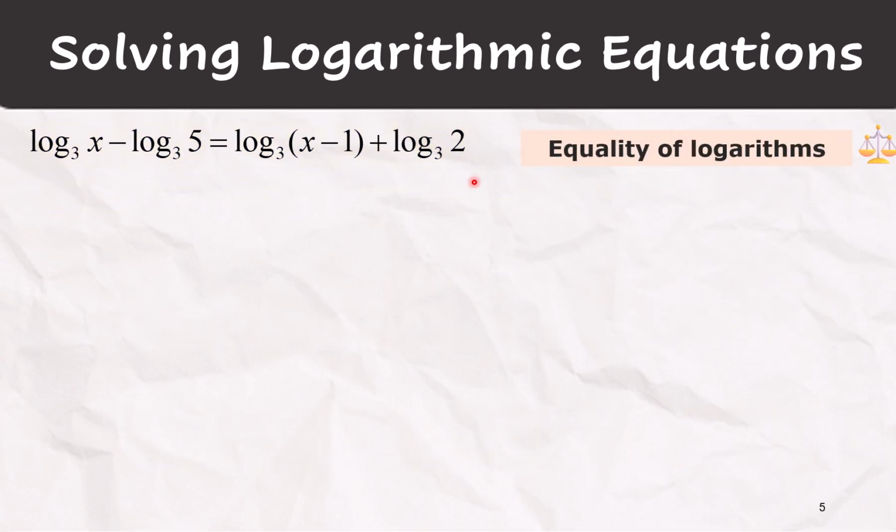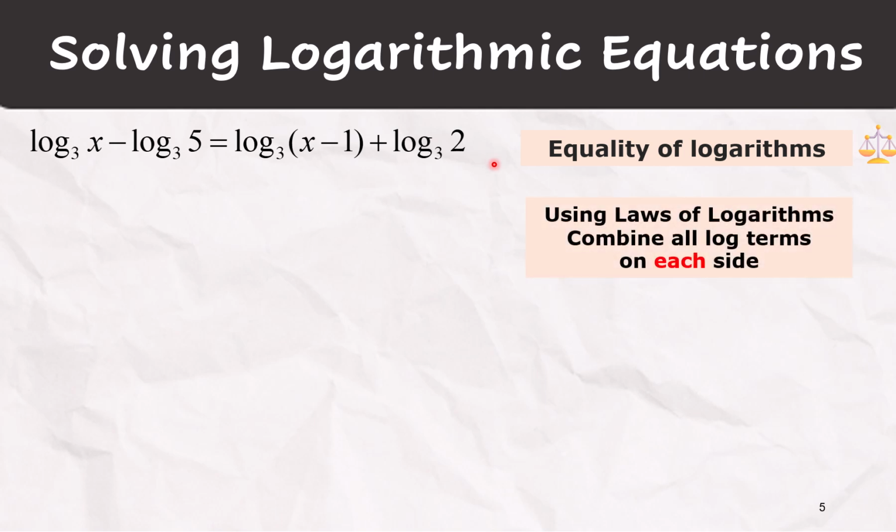So over here in the first question, I am going to use this method called equality of logarithm. With this word equality, it simply means I'm going to make something equal, isn't it? So therefore what I'm going to use here is I'm going to apply laws of logarithm and combine all the log terms on each side. On the left hand side, I combine as a single logarithm, and likewise for the right hand side.